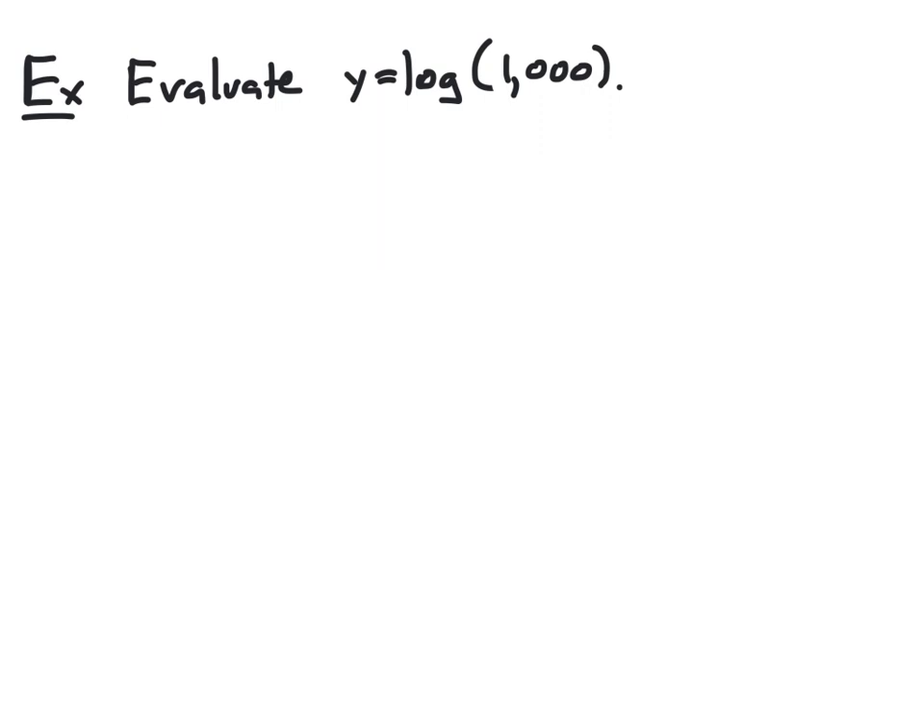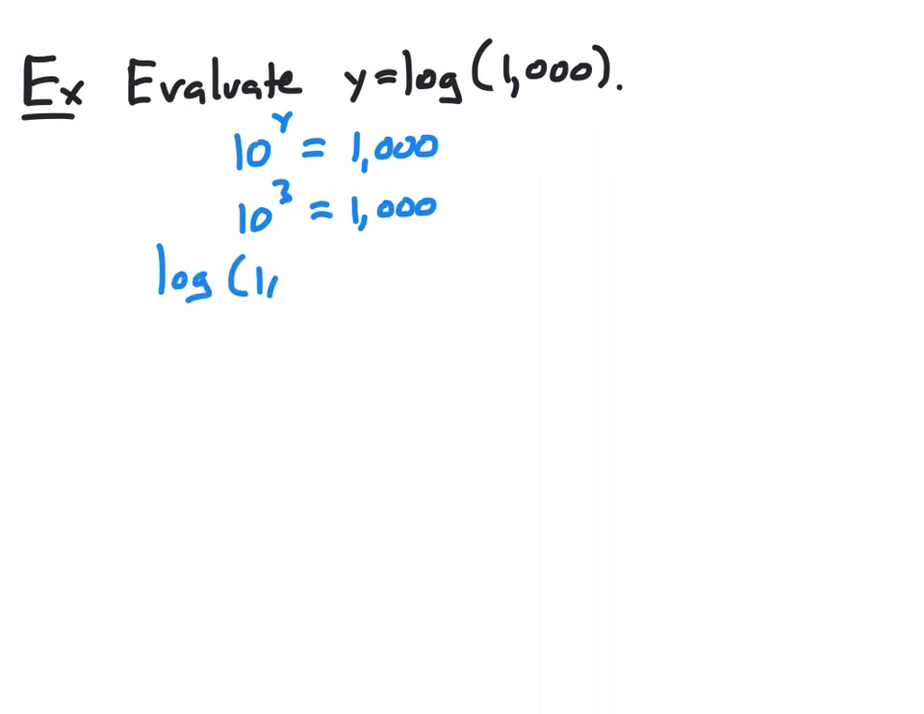In this example, we want to evaluate y equals log of 1,000. Since this is the common log, which we know because there is no base listed, so we are assuming base 10, if we convert this to exponential form, we see that we have the equation 10 to the y equals 1,000. Since 10 cubed is equal to 1,000, the value of this logarithm is 3. And so common log, or log base 10 of 1,000 is equal to 3.